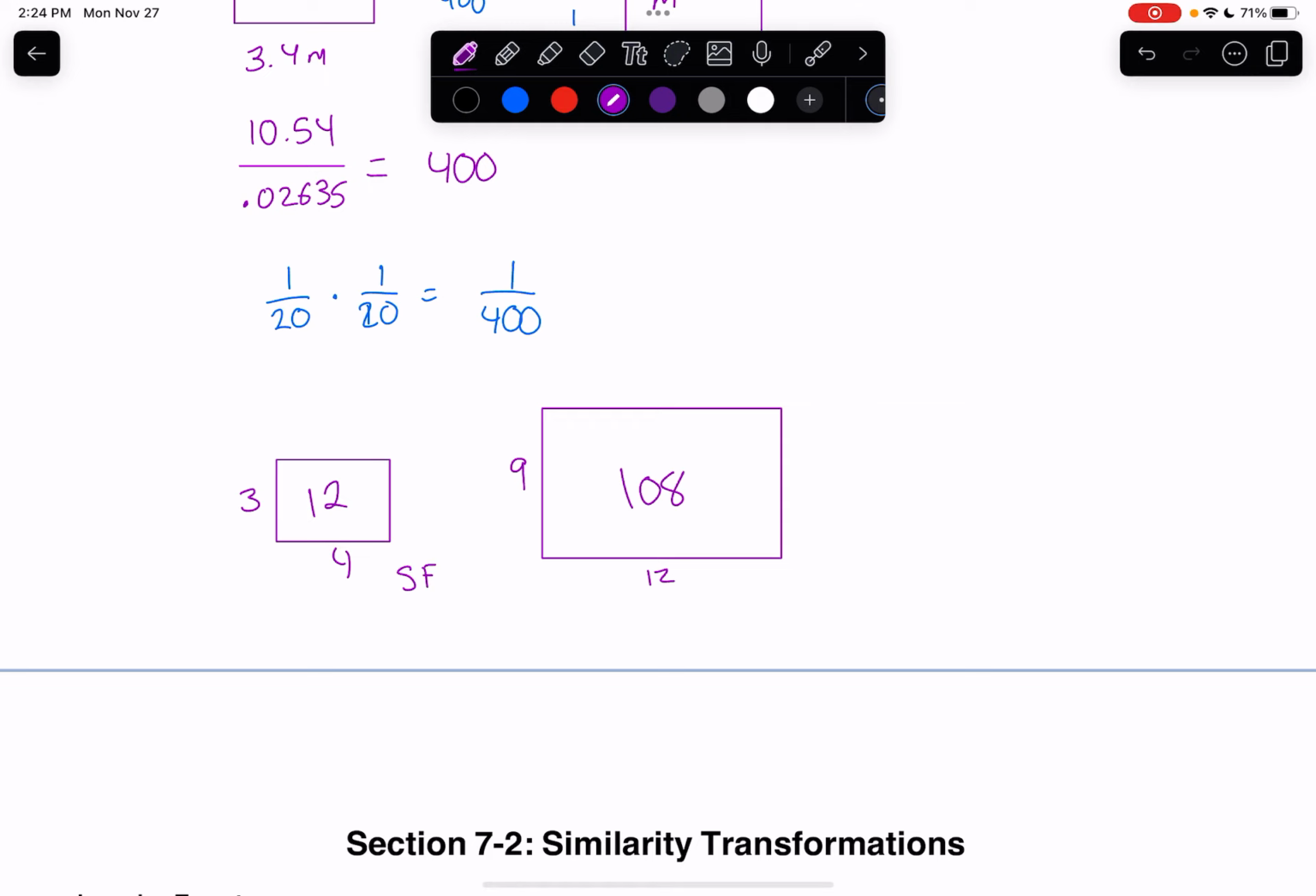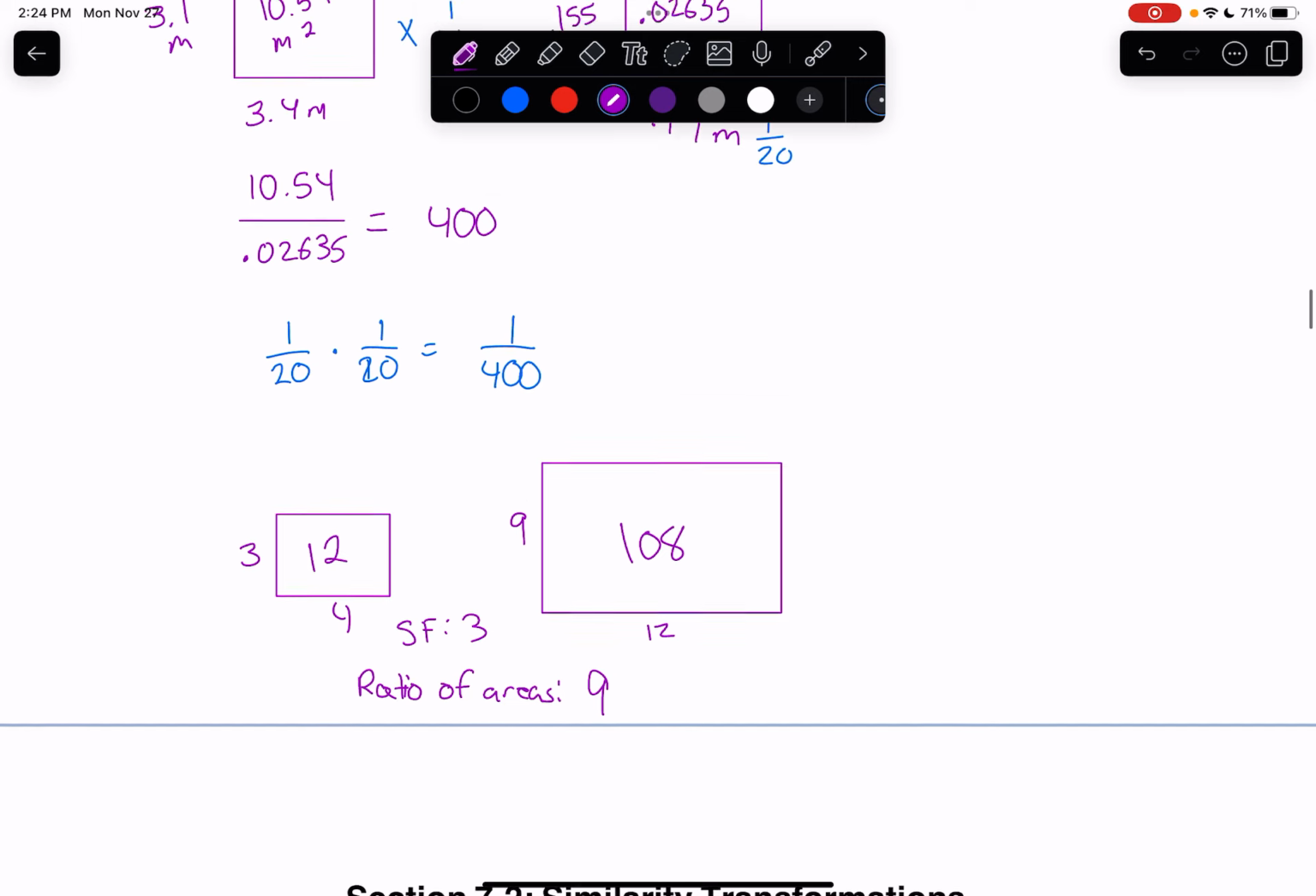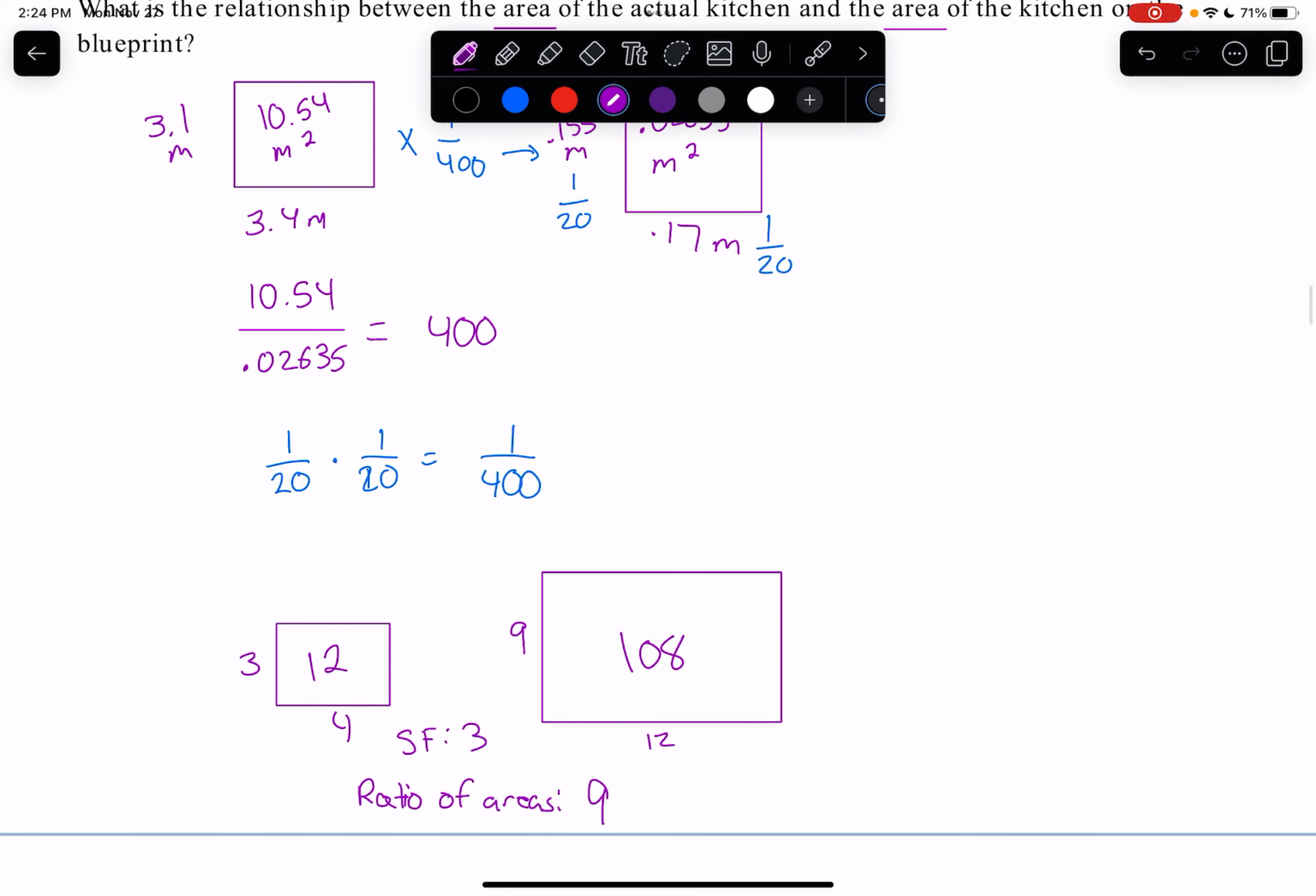So our scale factor is 3, and the ratio of areas is 9. 3 squared is 9. So what we can write down, what we can internalize from this, is that the ratio of the areas, specifically areas, is the scale factor squared.